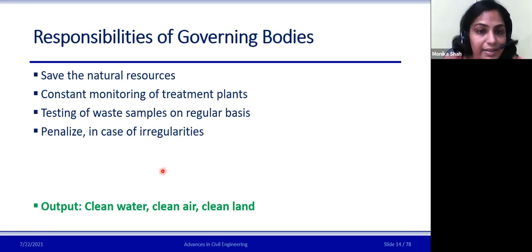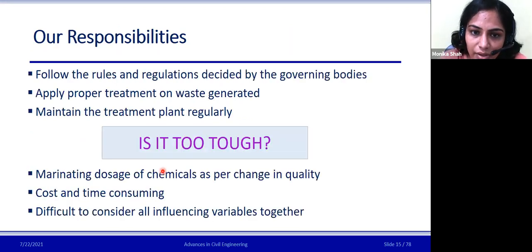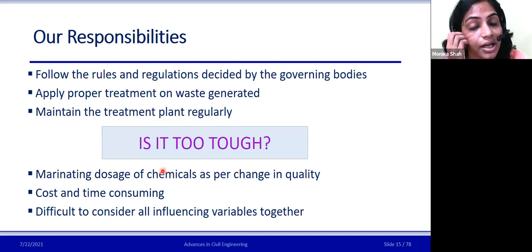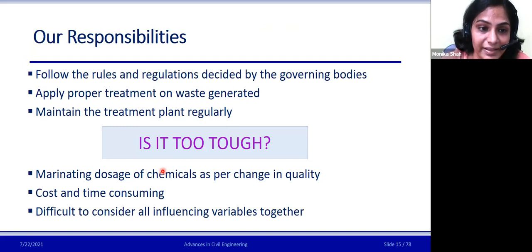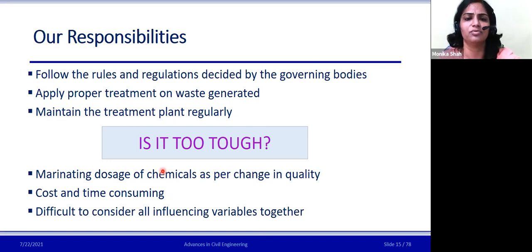So if the government is working and they are giving them efforts, what is our role? Our role is to follow the rules and regulations which are decided by the government bodies. We have to apply the proper treatment on the generated waste, whether that could be a liquid waste, air pollution, or solid waste. We have to apply the proper treatment based on the source or the quality of the waste. And we have to maintain the plant regularly. The pumping systems, the pumping units, and everything we have to maintain regularly.